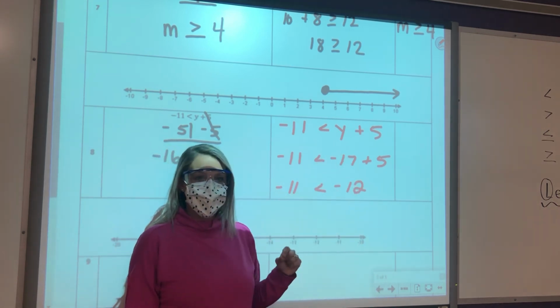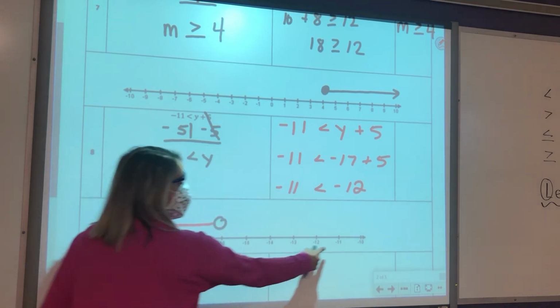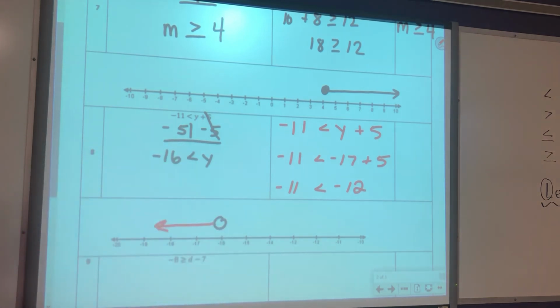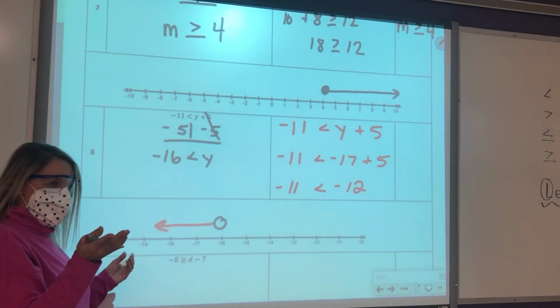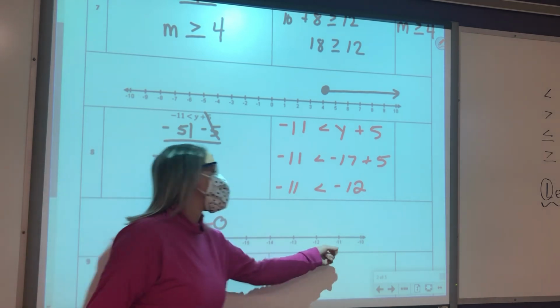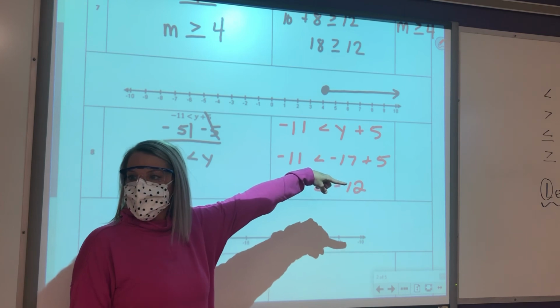Is that true? No. Let's look at where negative 11 is, and then negative 12. The further I get from 0, the lower my number, which just sounds weird, because when you think of a larger number, you think of the value of it. But that's why the number line is a great thing. Would you rather have negative $11 or negative $12? You'd rather have negative $11 because you're closer to being in the black.